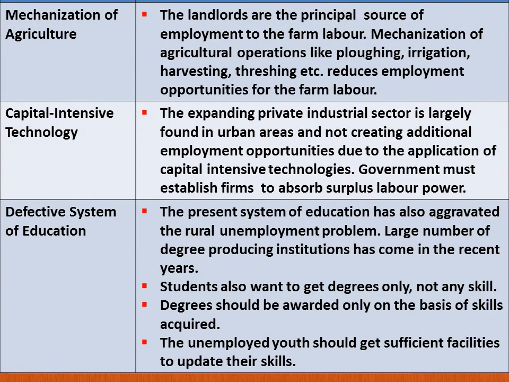Mechanization of agriculture. The landlords are the principal source of employment for farm labor. That is, the landlords, the landowners, or in olden days the zamindars. These people alone give jobs to the agriculturists, the poor people. So what happens now? In olden days, all the agricultural operations were done by human beings. But now machines have replaced men. That is, instead of human beings, machines are doing the operations like ploughing, irrigation, harvesting, threshing, etc. So once again, it reduces the employment opportunities for farm labor.